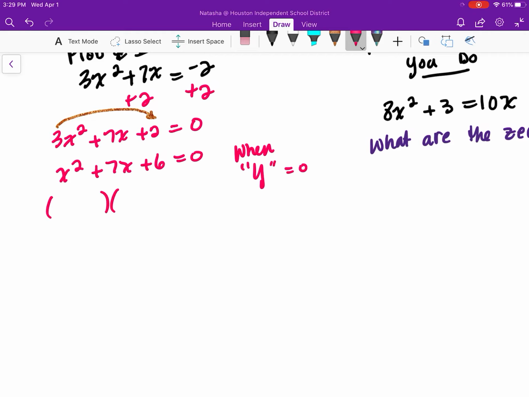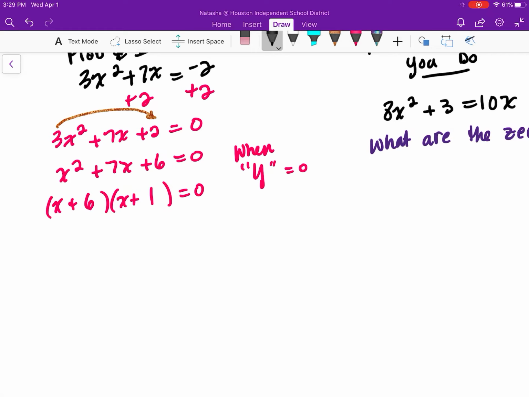So now this one is a real easy factored equation, and it is an equation because I do have an equal sign. Both of these are going to be positive in terms of my sign, and the only factors of 6 that can add up to 7 are 6 and 1.